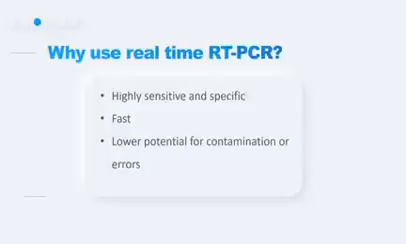Real-time RT-PCR is significantly faster and has a lower potential for contamination or errors, as the entire process can be done within a closed tube. It continues to be the most accurate method available for detection of the coronavirus.